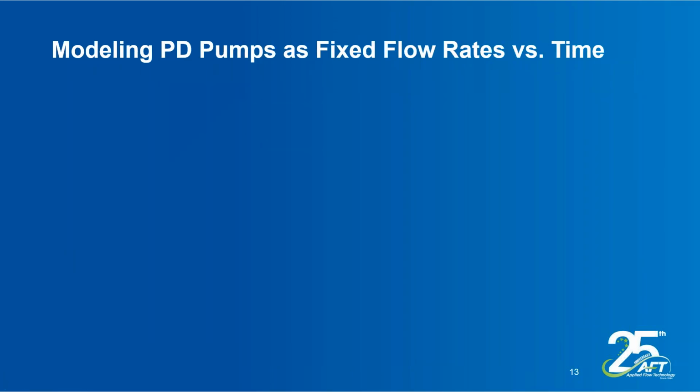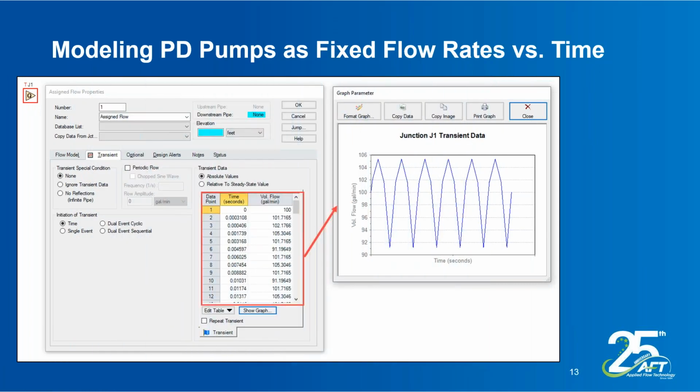Now, I want to make a couple of quick notes on modeling positive displacement pumps in AFT Impulse. You can model them in a few different ways. One way is to use the assigned flow junction, which is actually what I'm doing in the pulsation model here.